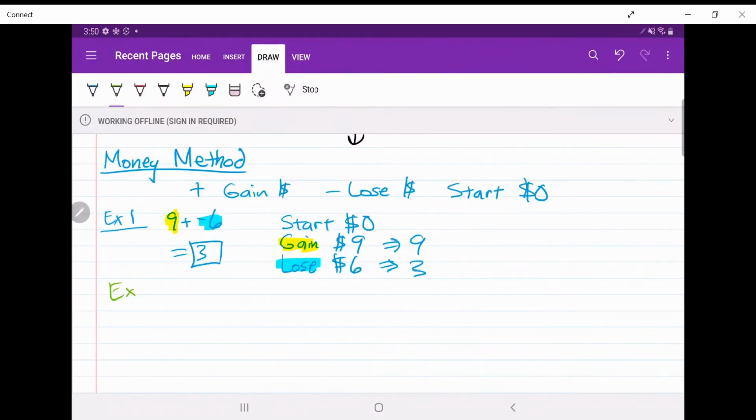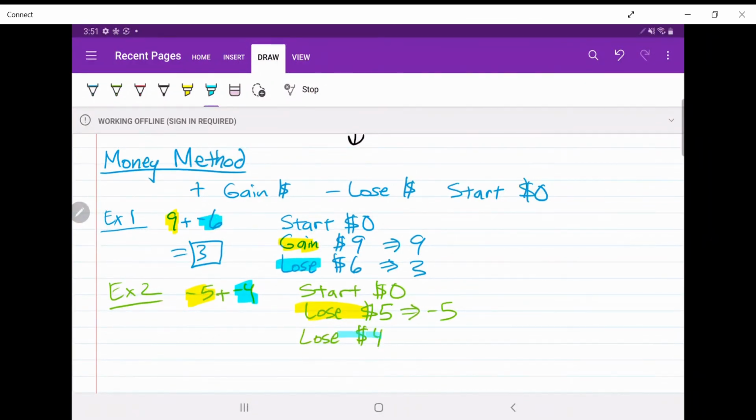In our second example, we have negative 5 plus negative 4. We start at $0. And this negative 5 shows that we are losing $5. So if we lost $5, that means we're going to be down at negative 5. Then this negative 4 shows that we are losing another $4. So that means if we lost $5 and then we lose another $4, that means we lost $9. So our answer is going to be negative 9.